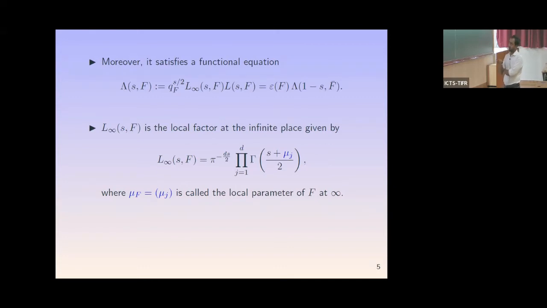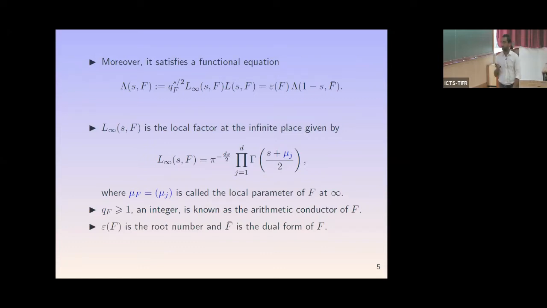Note that these mu's, which I have colored in blue, are called local parameters of f at infinity, and I'll be focusing more on them in the later part of my talk. So always keep these mu's in mind. And the integer k_f, which is a natural number, is known as the arithmetic conductor of f. And there is another factor, epsilon_f, which is known as the root number, which usually has modulus 1, and f bar is the dual form associated to the form f.